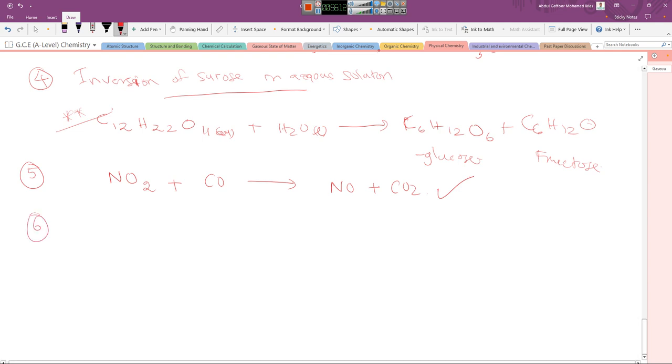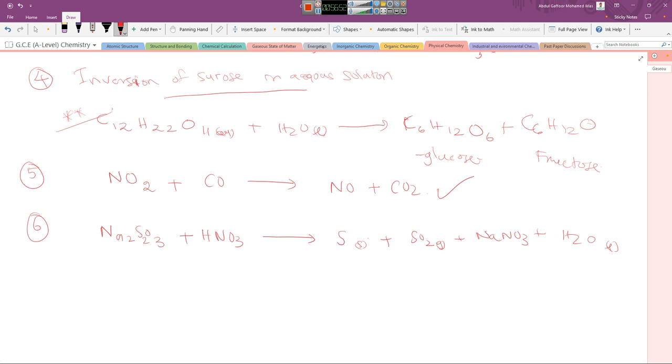The sixth one is reaction between nitric acid and thiosulfate. So this is a very important chemical reaction that you should remember, right? So sodium thiosulfate, Na2S2O3, plus HNO3, nitric acid, will yield sulfur solid plus SO2 gas plus NaNO3 plus H2O liquid.